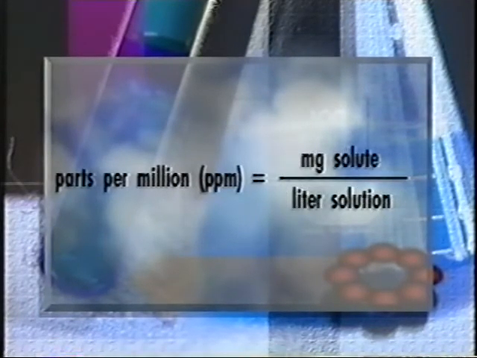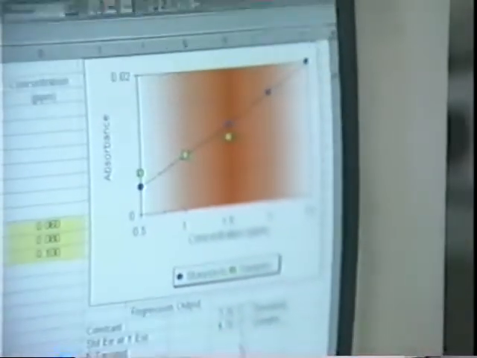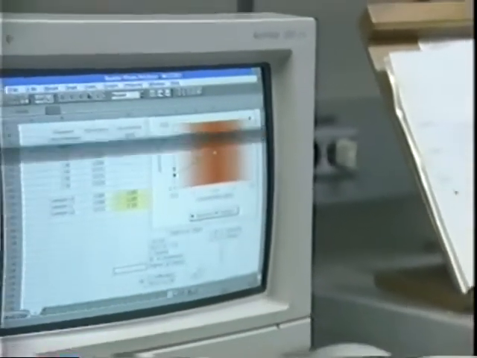We frequently measure the concentration of water pollutants in units of parts per million, read as ppm, or milligrams per liter. Most of the chemical pollutants are harmful even at levels as low as a few milligrams per liter.